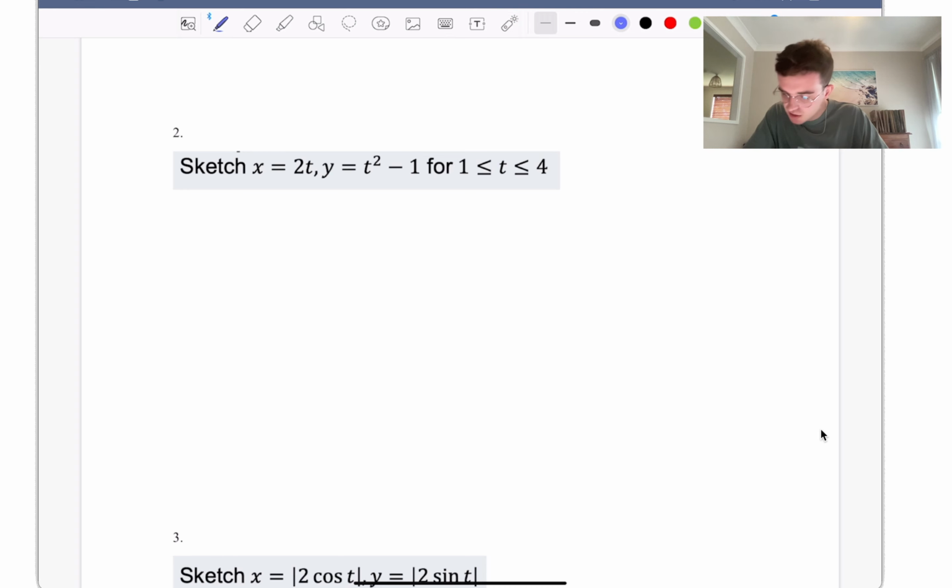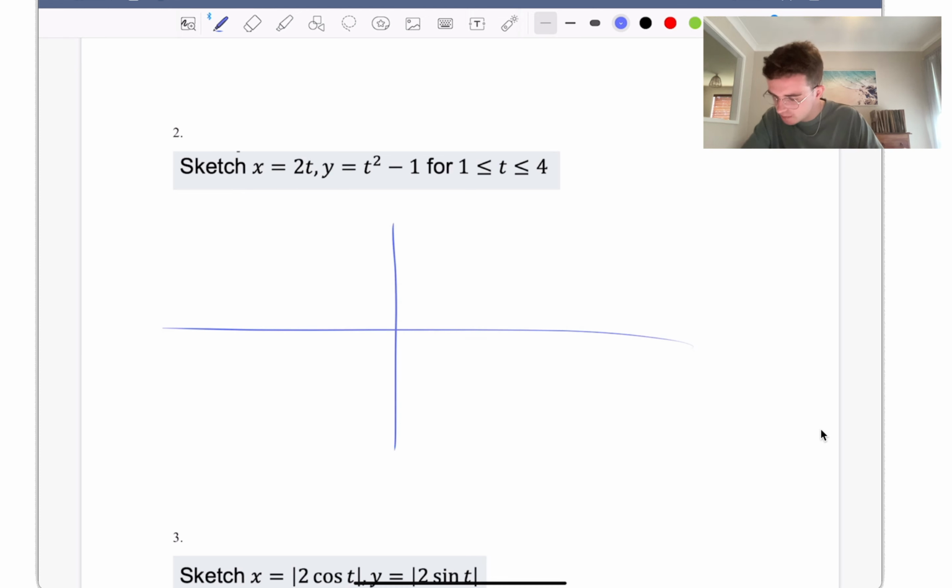So this is a parabola scaled horizontally by a factor of 2 and moved down by 1. And we know it's a parabola based on the table from the beginning of this video, the fact that when you have a t and then a t squared for y, it's a parabola.